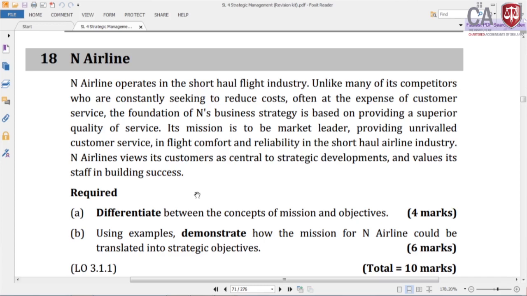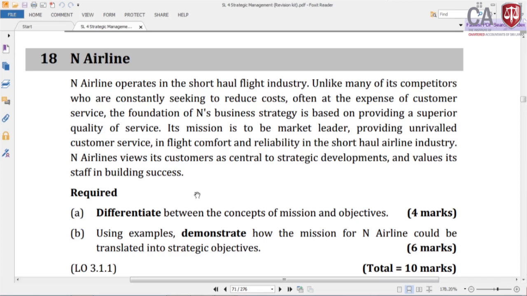An airline with its customers as central to strategic development, and which values its staff in building success. Right. So, what are the areas we can focus on here? Part A has been done, it is theory, differentiating between the concept of mission and objective. Then part B, using an example, demonstrate how the mission could be translated into strategic objectives. Now, we know the mission of the organization, we have identified that one. Now, we think about some of the strategic objectives they can identify.